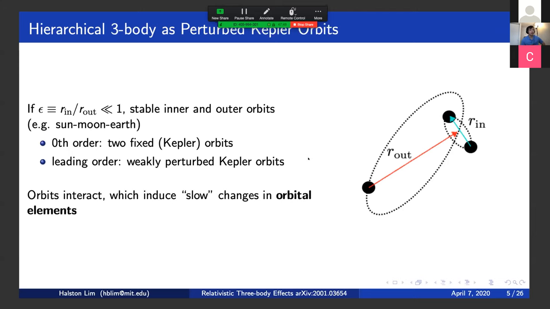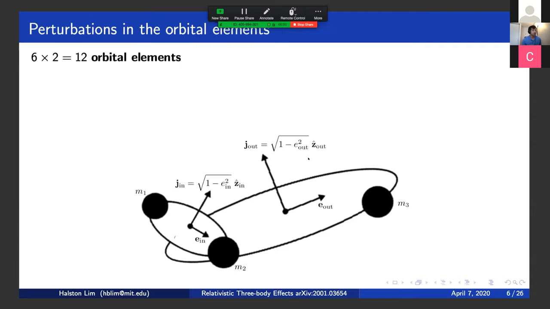So significant orbital changes only occur on timescales much larger than the orbital period. And over many orbits, some effects will be averaged out, whereas others will accumulate. So in orbital perturbation theory, it's typical to work with the orbital elements rather than the separations and velocities of each orbit. And you can do this by mapping the 6 degrees of freedom on each orbit onto 12 orbital elements. So I'm just going to go through examples of what those orbital elements are.